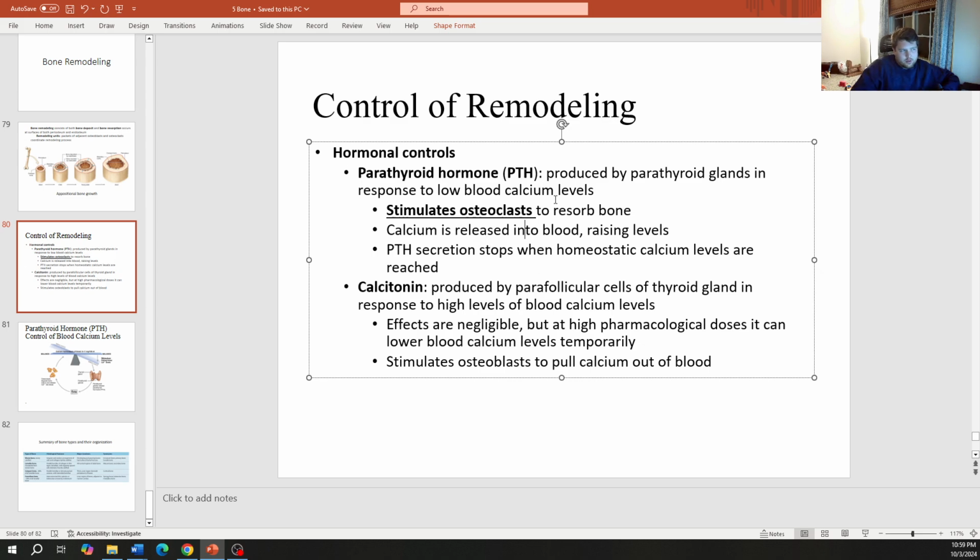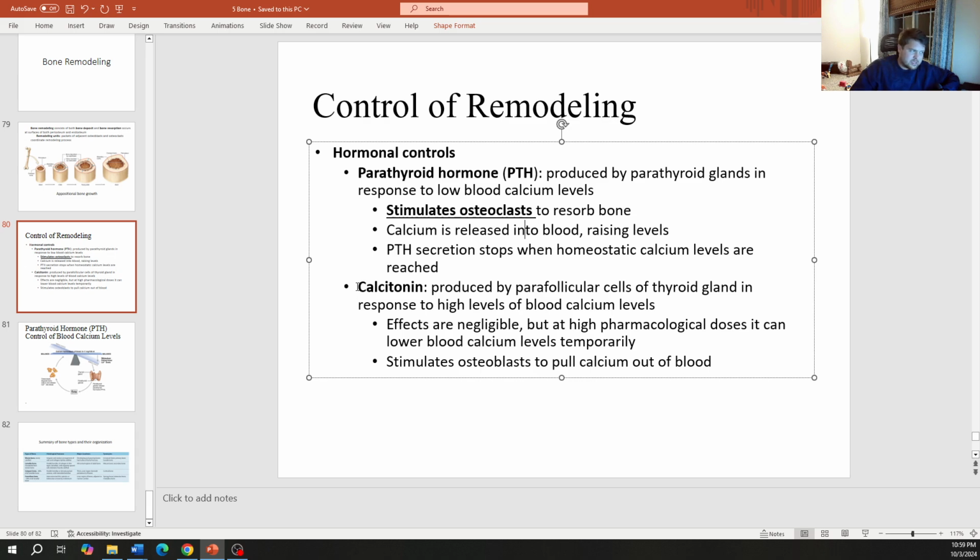So the parathyroid hormone stimulates osteoclasts. What do osteoclasts do? They break down bone. They release the minerals back into the blood. So what minerals are being released? We think calcium. Calcium is the big one. So parathyroid hormone raises blood calcium levels.